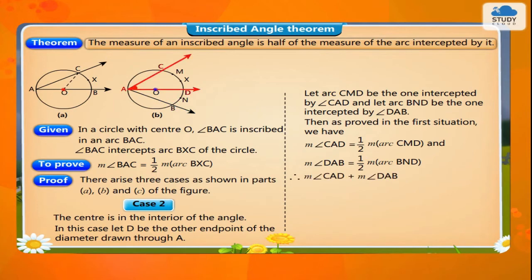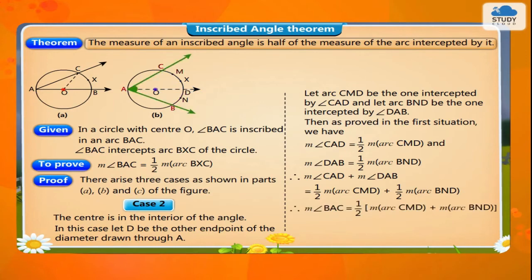Therefore, measure of angle CAD plus measure of angle DAB is equal to half measure of arc CMD plus half of measure of arc BND. Therefore, measure of angle BAC is equal to 1 upon 2 into measure of arc CMD plus measure of arc BND. Therefore, measure of angle BAC is equal to half measure of arc BXC.